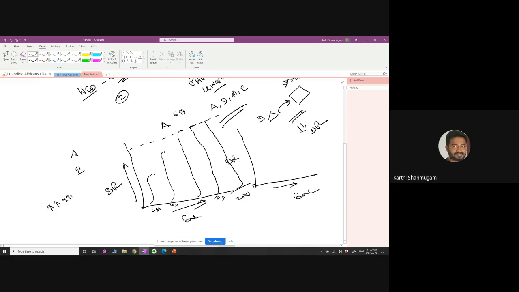Am I right or wrong? Yes, right. So at 15 mg, 20 mg, 25 mg, there is no difference. There is a difference in the concentration, but there is no difference in the intensity. Is it understandable? Okay, so coming back to the slide.